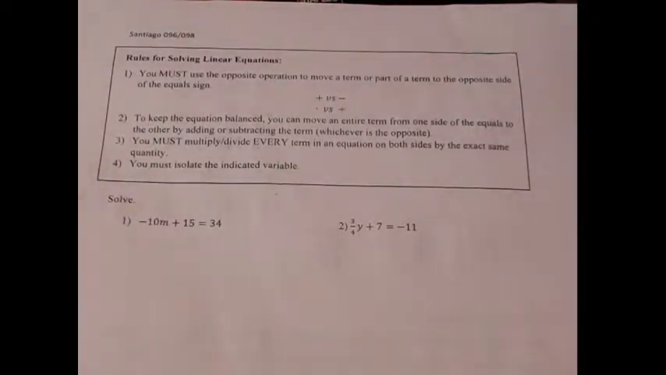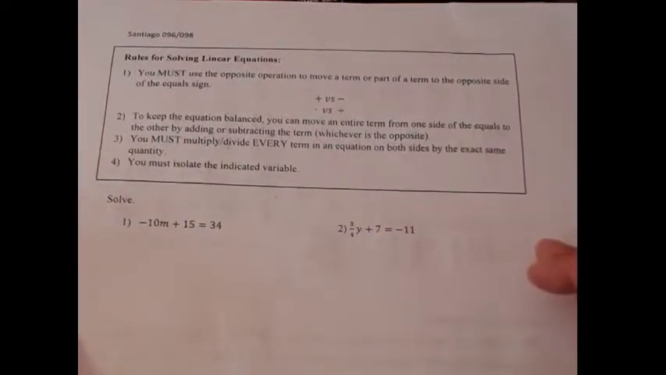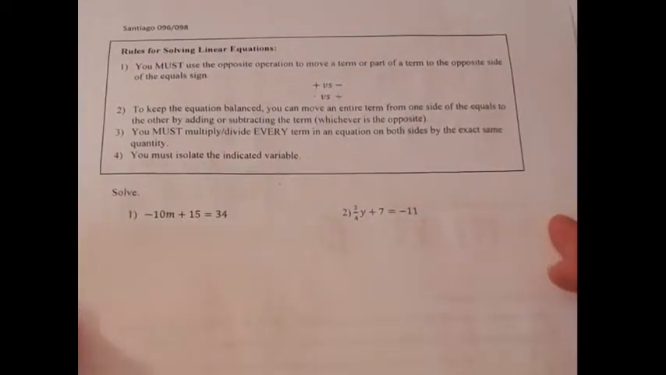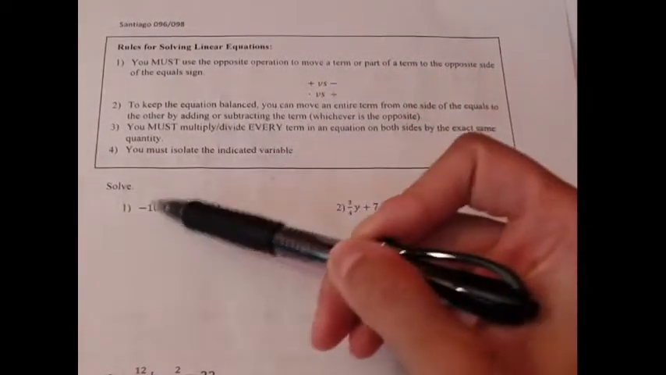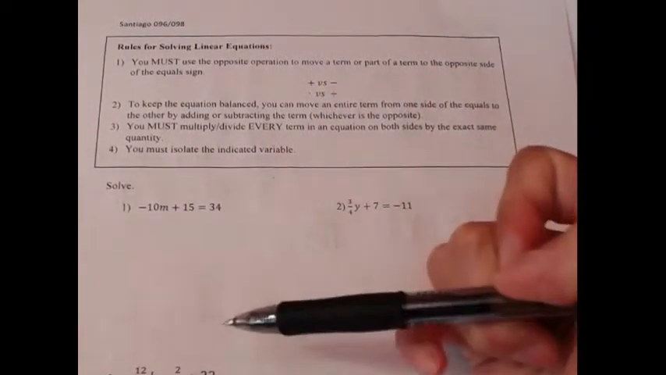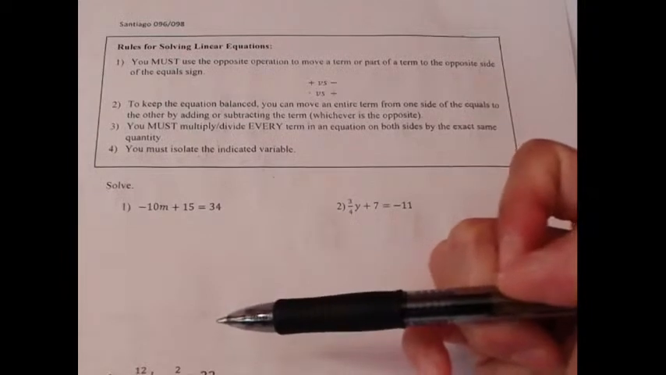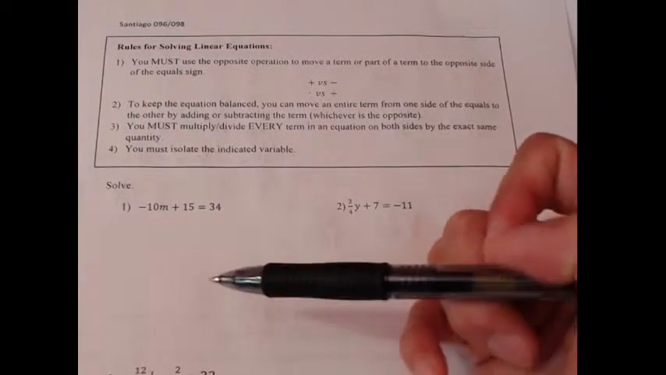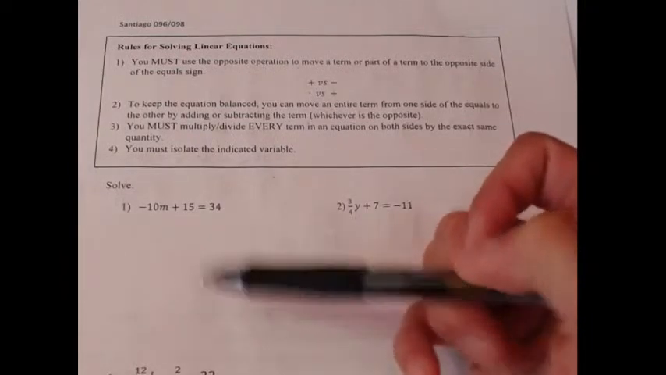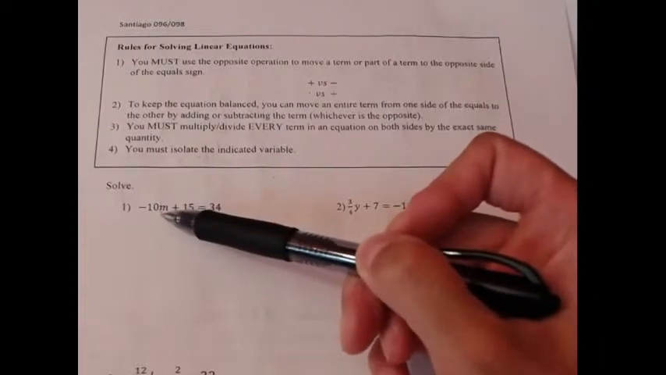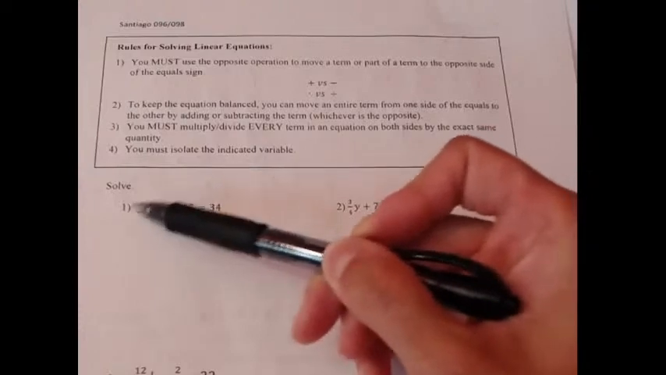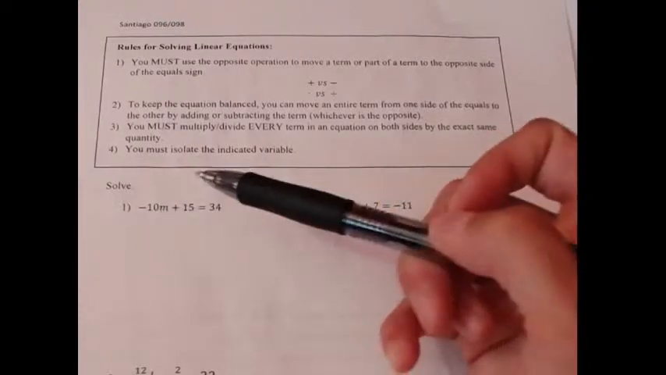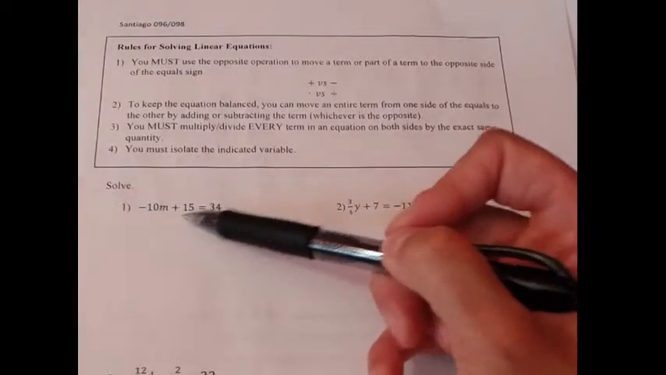Number 1, negative 10m plus 15 is equal to 34. The first thing I'm going to do is we're going to have the conversation. Oh, we have how many terms? 1, 2, 3 terms. The next thing we're going to know is we want to isolate the indicated variable. We're solving for m in this case. So I essentially want to get this term by itself, which means exactly, Hannah, we want to move the 15 over to the 34.